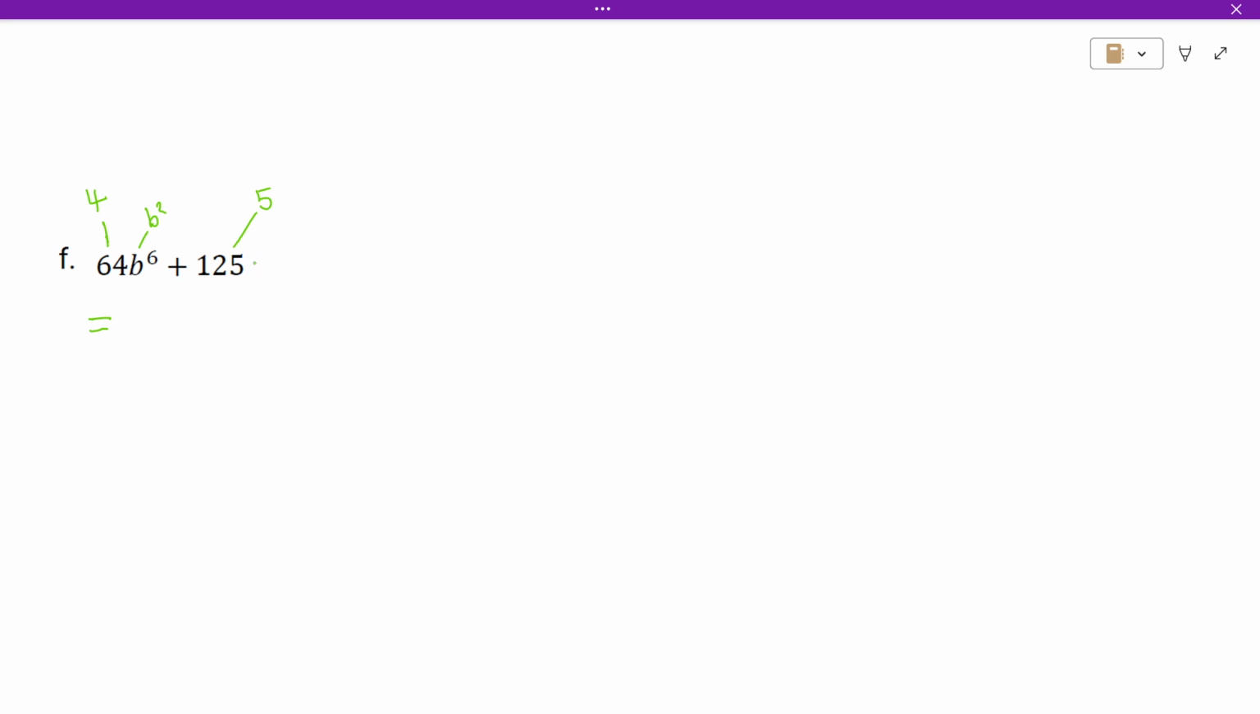Okay, and then we're going to write each of those values in the first bracket with a plus sign between them, since this is a sum. 4b squared plus 5. That's our first value.